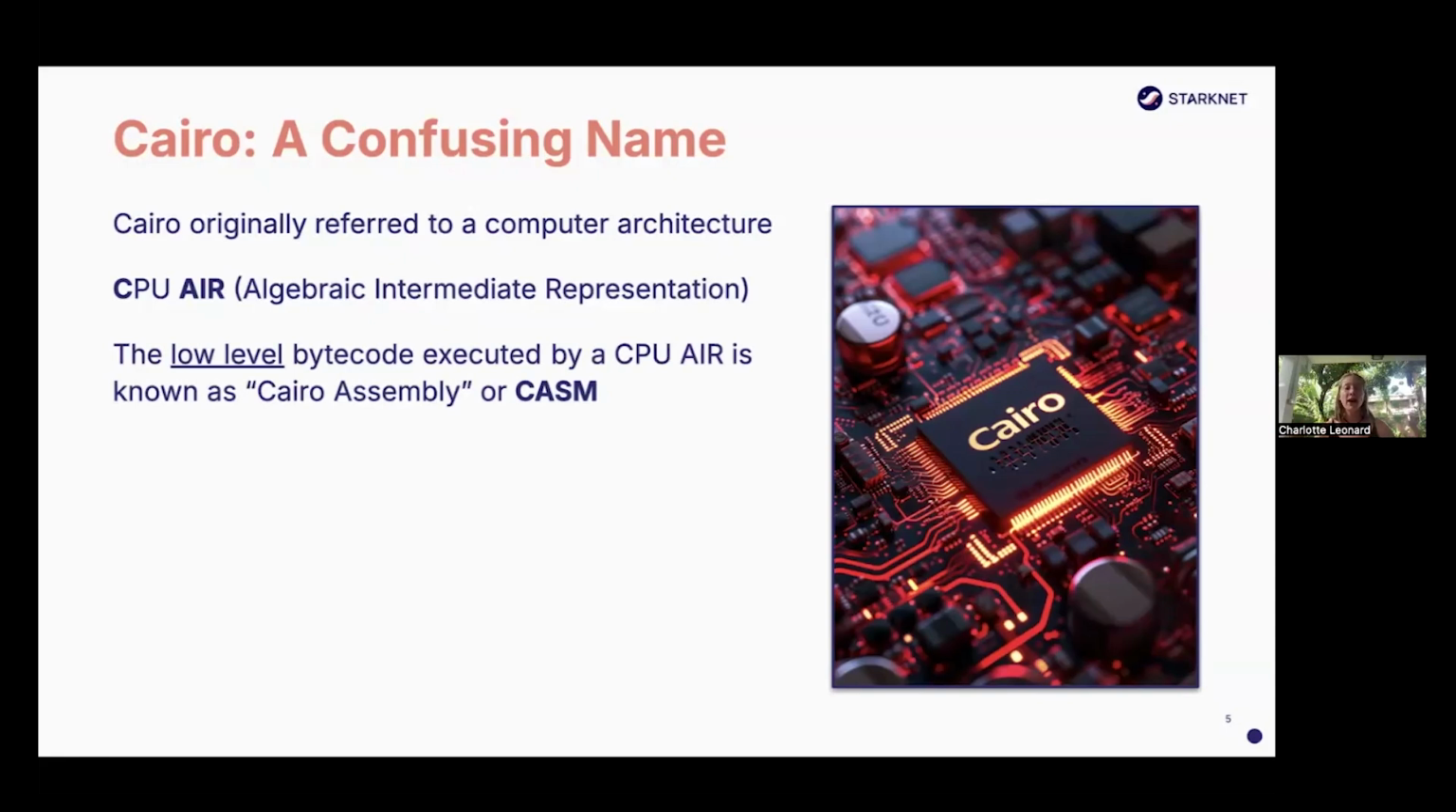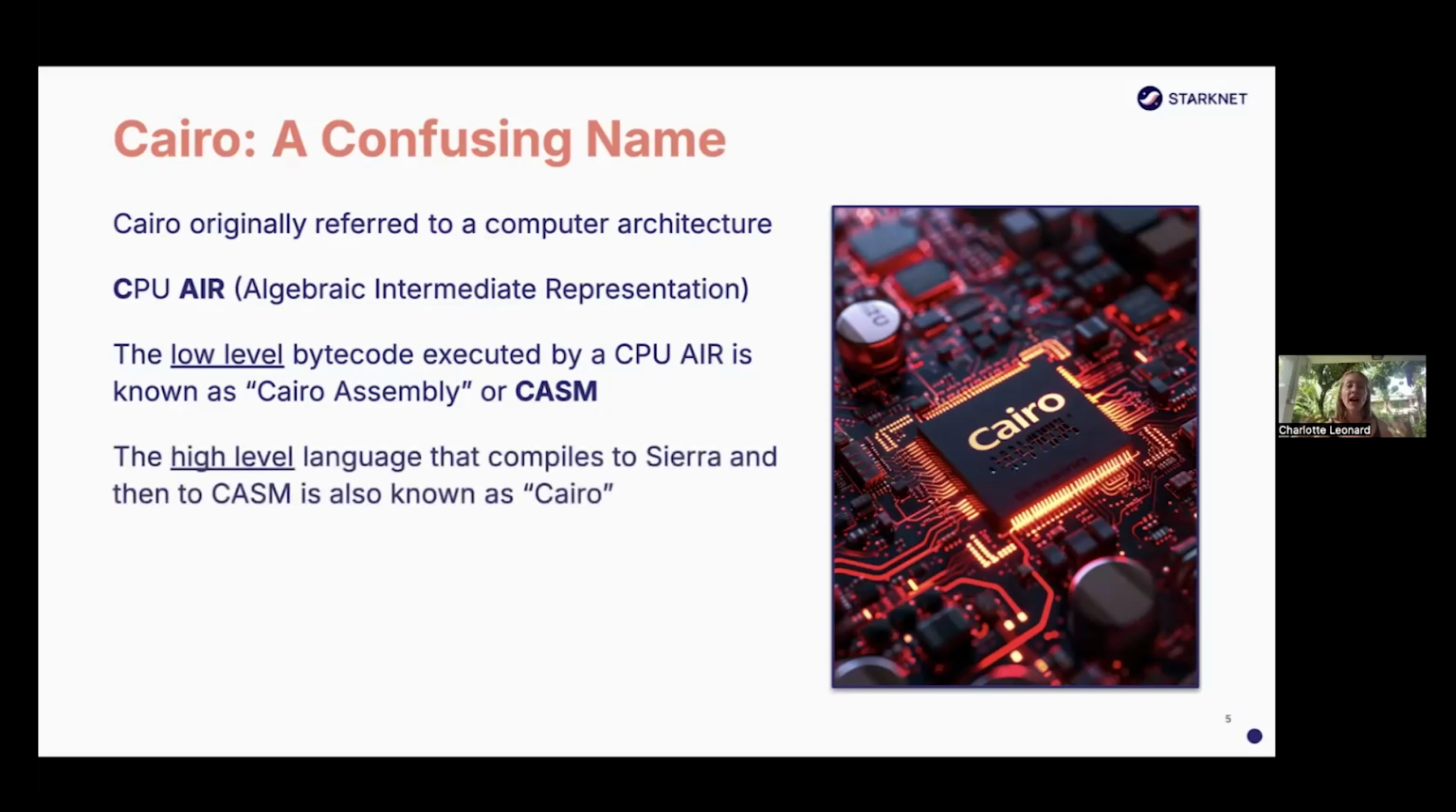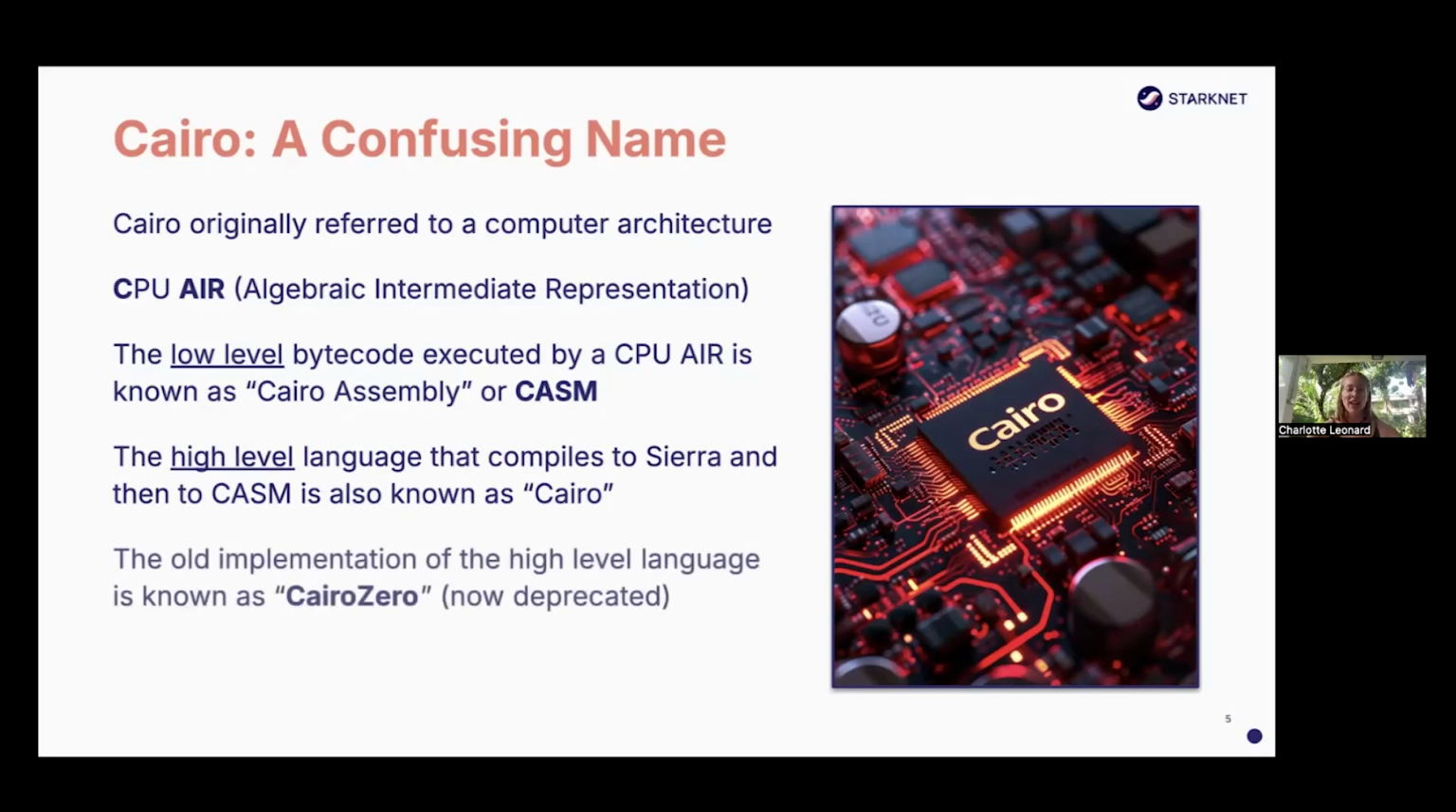Then the low-level bytecode that is executed by this CPU is called Cairo assembly. So that's the low-level bytecode. And the high-level language in which you will code today is also called Cairo. So Cairo is actually many things. It's the high-level language that we will code in today. It's the assembly language into which the high-level language is compiled, and it's the CPU architecture. And it's also the capital of Egypt.